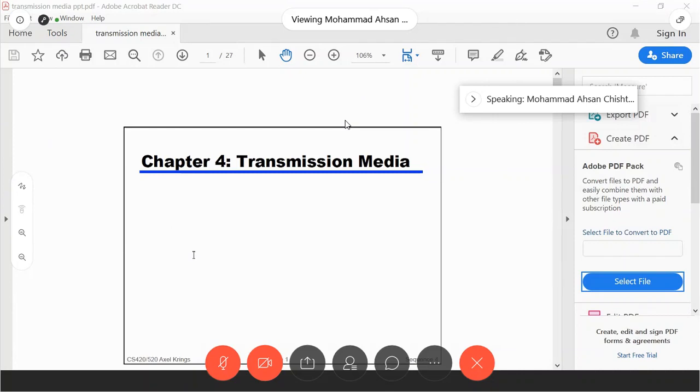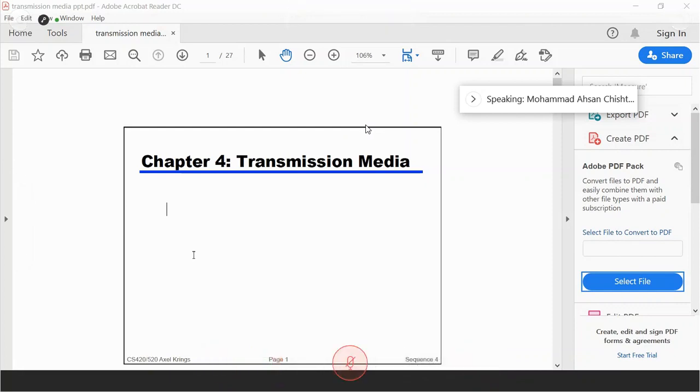So basically, what is transmission media? There are various physical media that help us in sending the bits from one end to another end. How do we choose a transmission media?